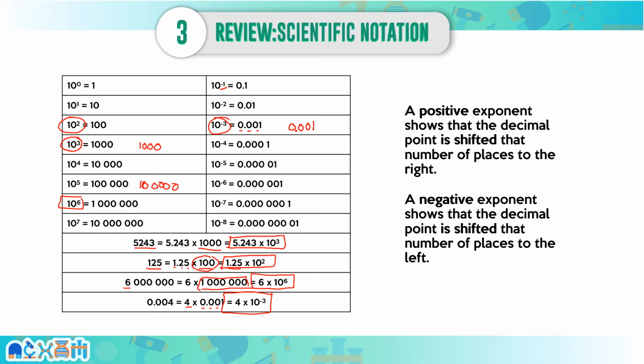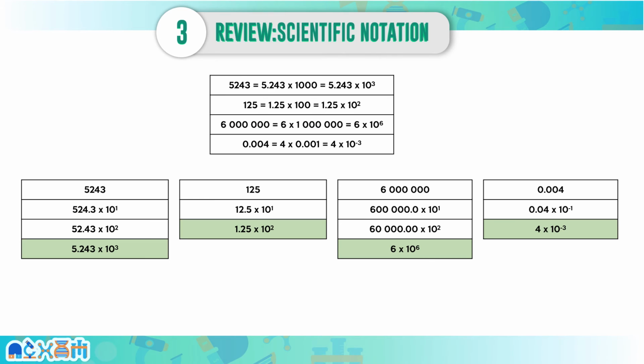Remember also that a positive exponent means that the decimal point is shifted to the right. A negative exponent simply means that the decimal point is shifted to the left, such as this one. Papunta siya sa left, 3. Dito naman, papunta sa right, yung zeros natin. Okay.